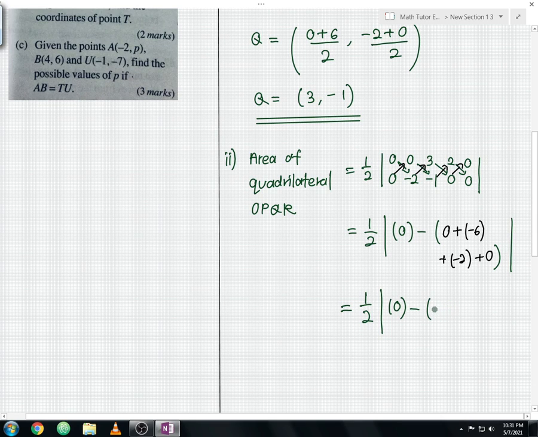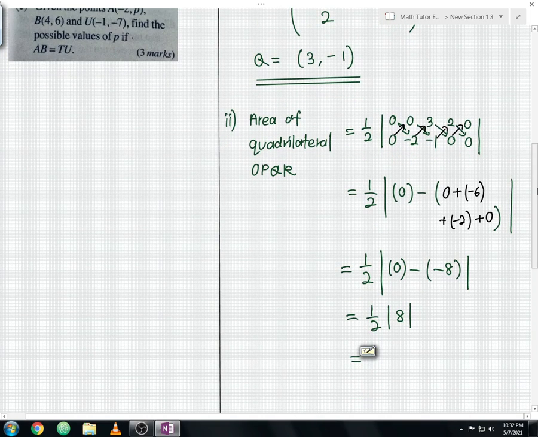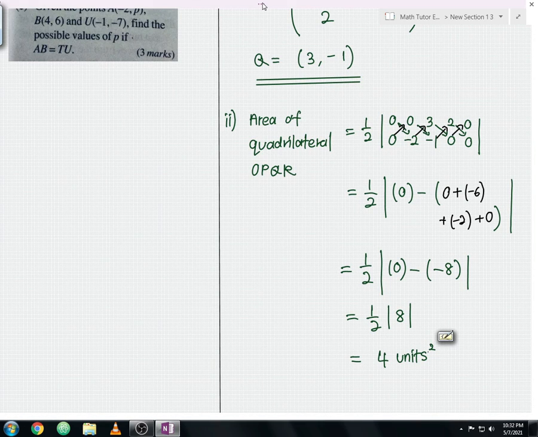Wait here, guys, I write here properly. Okay, negative 8. Okay, close modulus. So 0 minus with negative 8. So from here you get is 8. Since inside is a positive value, so the magnitude still remains the positive. Okay, so from here half you times with 8. So from here you should get the area of quadrilateral OPQR is 4 units square. So this is your answer for the question A part 2, guys. Okay, let me underline the solution.